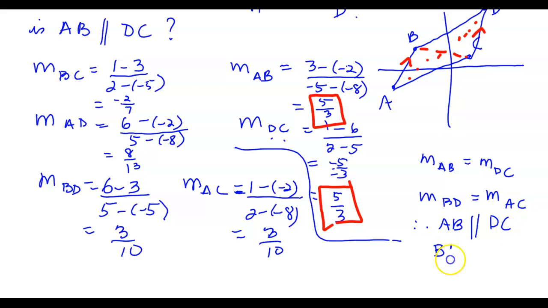Okay, so you don't just say yes or no. It's got to be some kind of explanation of how you know that. You know that because the slopes of opposite sides are parallel to each other, or the lines are parallel, which means their slopes are equal.